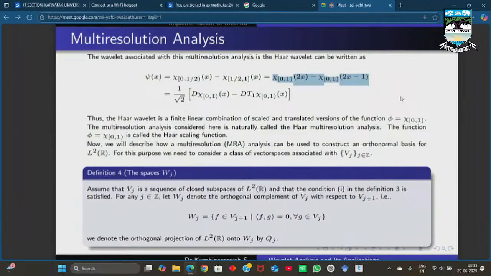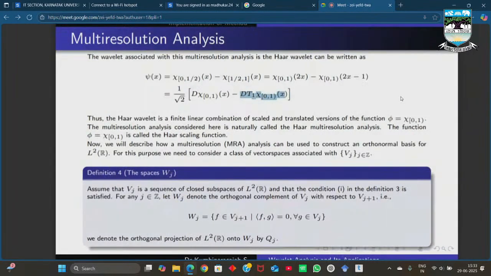And finally, by using the dilation parameter, this function can be represented as 1 by root 2 times this, similarly 1 by root 2 times this. So that is nothing but a linear combination of scaling functions. That means any sort of wavelet function can be represented as a linear combination of its scaling function. Now, phi is a scaling function and psi is a wavelet function.